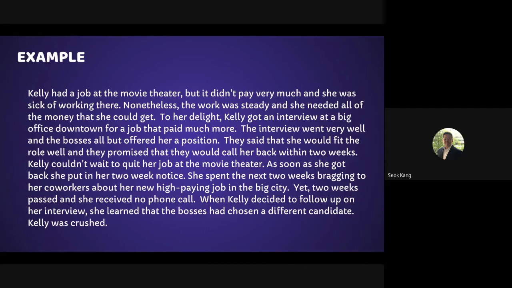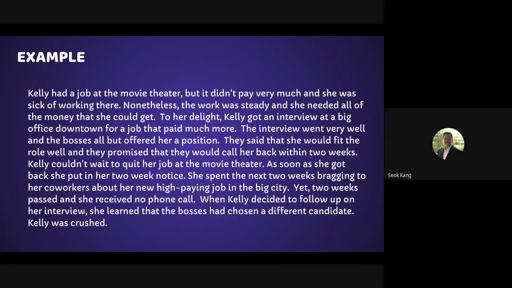So what's happening in the story is Kelly doesn't like her job at the movie theater, so she gets an interview at another job. She thinks she has the job because the interview went so well, so she decides to quit her old job at the movie theater without knowing that she got the new job, and then she never gets the new job, right? So now she has no job.